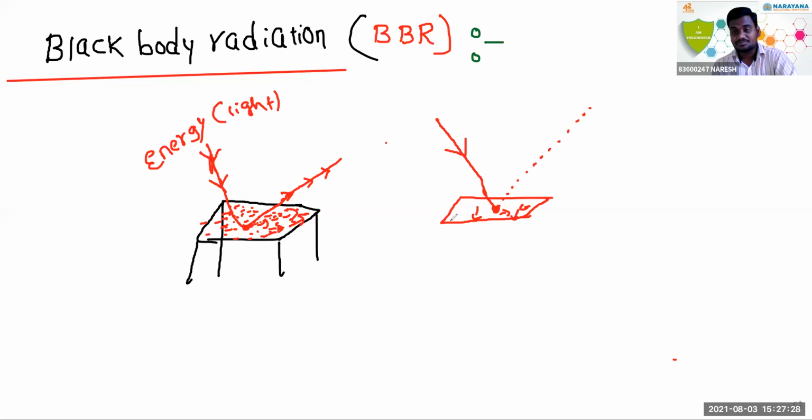Now here, what happens? All the bodies are not black bodies. Some ordinary bodies are also there. For suppose, the energy which falls upon the surface of the metal is called incident radiant energy. So all the incident radiant energy is not completely absorbed by the body. That type of bodies are called ordinary bodies.